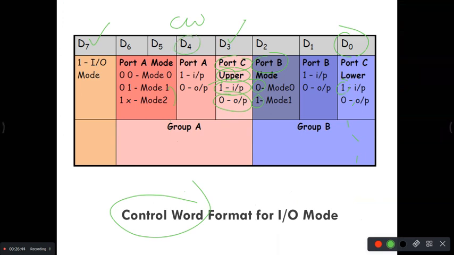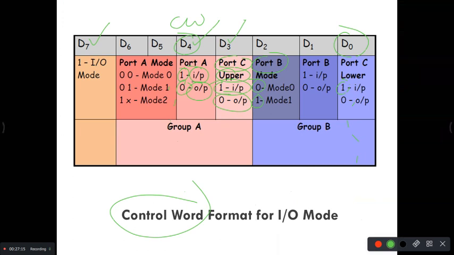Similarly, come to D4. D4 is set to 1 when you want to use port A as an input, and it is set to 0 when port A behaves as an output port. Similarly, see here, port A can work in multiple modes. When the number of modes is more than 2, definitely you have to use 2 bits, right?